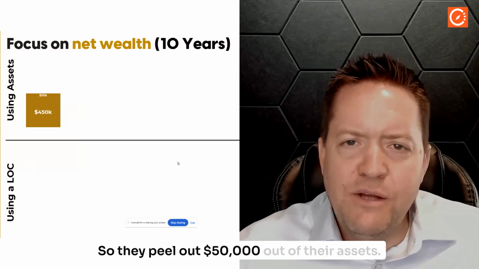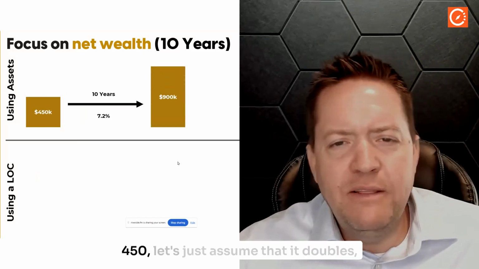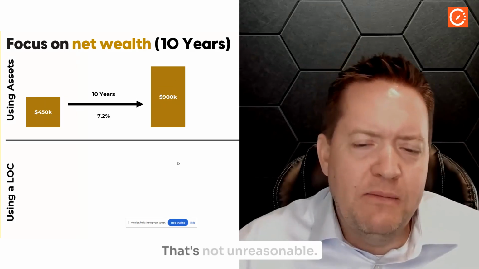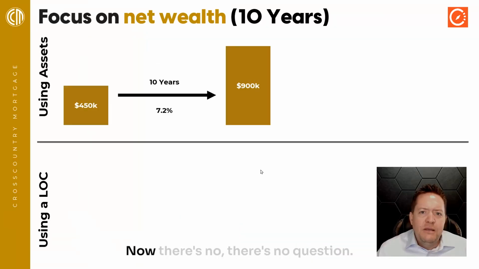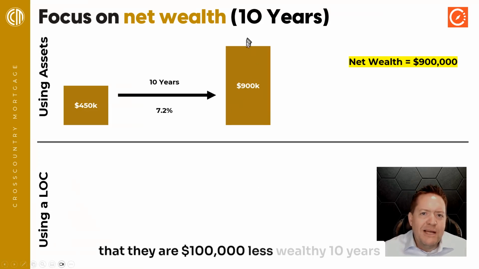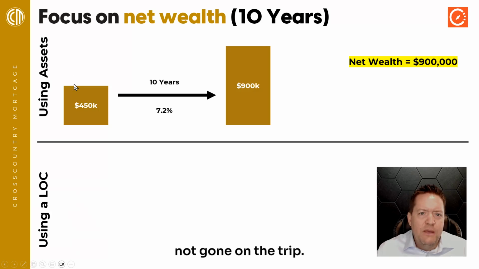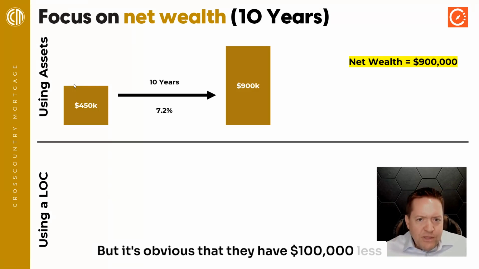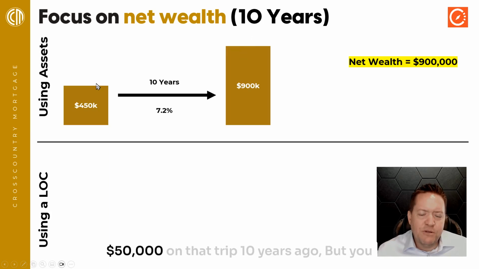So they peel $50,000 out of their assets. They've got $450,000 left, and 10 years later, let's just assume that $450,000 doubles. That's not unreasonable. So 10 years later, it's $900,000. Now there's no question that they are $100,000 less wealthy 10 years from now than they would have been had they not gone on the trip. But it's obvious that they have $100,000 less money 10 years from now because they spent $50,000 on that trip 10 years ago.